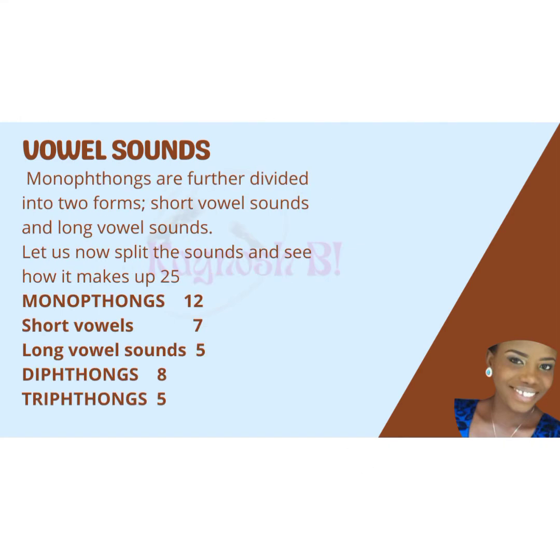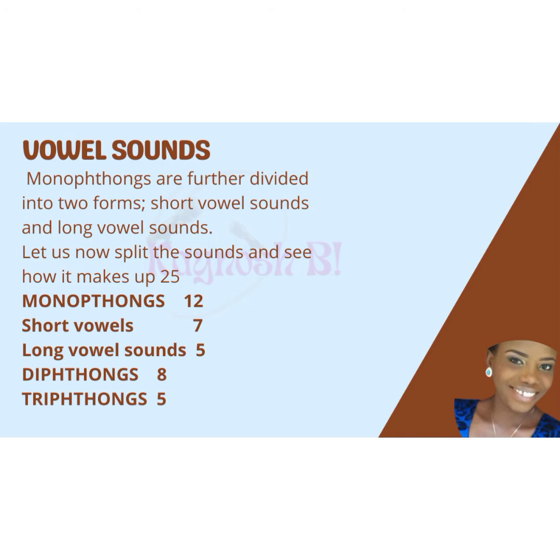So now let's split the sounds and see how it makes up 25. Monophthongs, there are 12. Remember we said there are short vowel sounds, which are 7 in number, and the long vowel sounds, which are 5 in number. The diphthongs are 8 in number, and the triphthongs are 5 in number. That's how we come about the 25 vowel sounds. And so now the monophthongs, which will be what we'll be starting with.